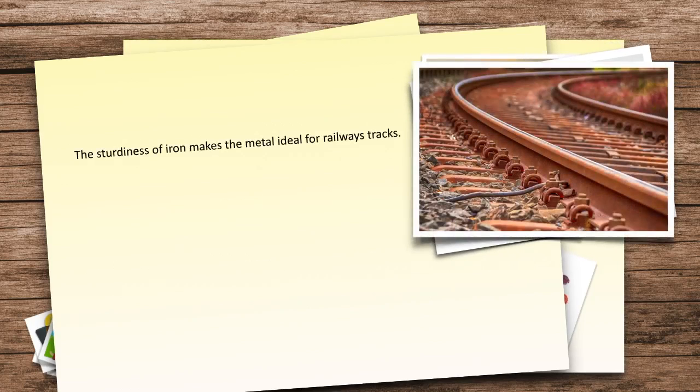Alright, take a look at this one. The sturdiness of iron makes the metal ideal for railway tracks. Sturdiness is a characteristic of iron. It indicates the huge amount of strength that iron as a metal has.